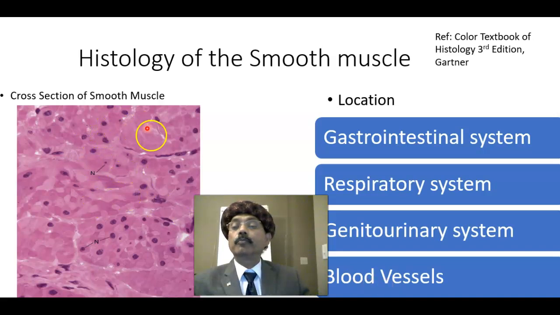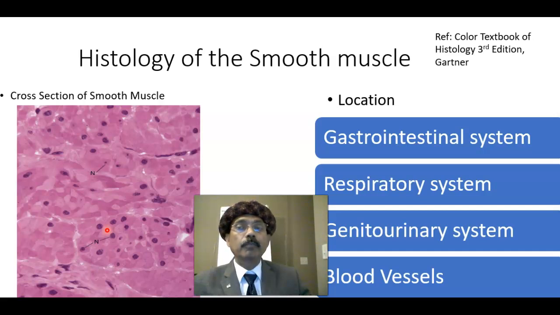This is a cross section of the smooth muscle. Because the muscle cells are spindle shaped, in a cross section, in some cells the section goes through the center, and we get the centrally located nucleus. But in some cells, the section goes through the periphery of the cell, so only a part of the nucleus is shown, small in size. We may not even get a nucleus in some of the sections because the section is beyond the nucleus.